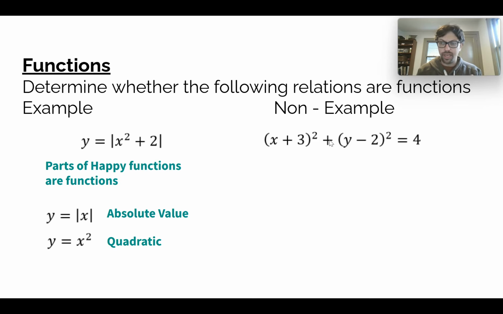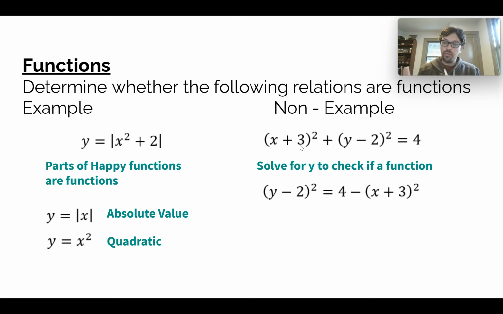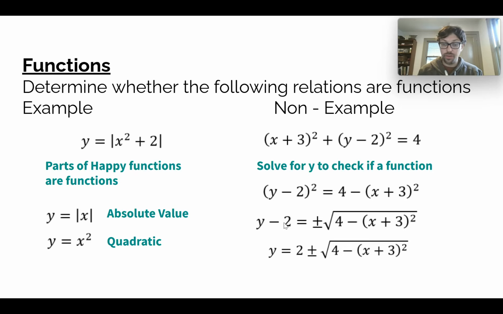Over here, it's tough to tell if that thing is a function or not because x and y are kind of all mixed together. It's easier to tell when that y is all by itself. So I want to solve for y here to determine if this is a function. It's not a function. We're going to see why. I'm going to move that x plus 3 to the other side by subtracting that x plus 3 squared over here. And then in order to get rid of the squared on the y minus 2, I'm going to square root both sides. Because I did square root as a solving step, I need to put this plus or minus there. So the last thing to do to get y by itself is to add that 2 to the other side.